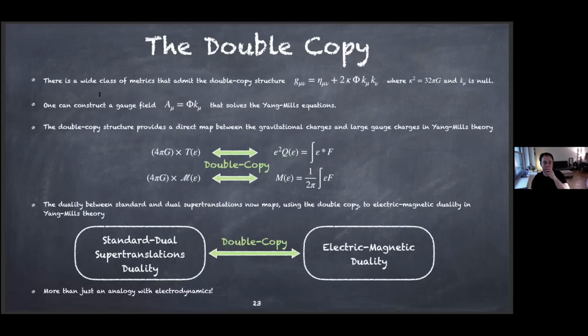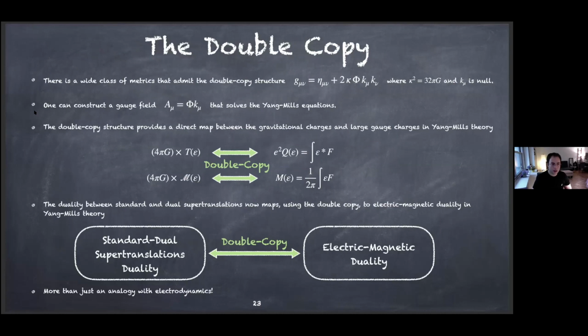And this can be extended to a general class of metrics that admit a double copy structure, written here. This class of metrics can be used to construct a gauge field from the metric components that solves the Yang-Mills equation. This is something that is well known in the literature and heavily used by many groups.